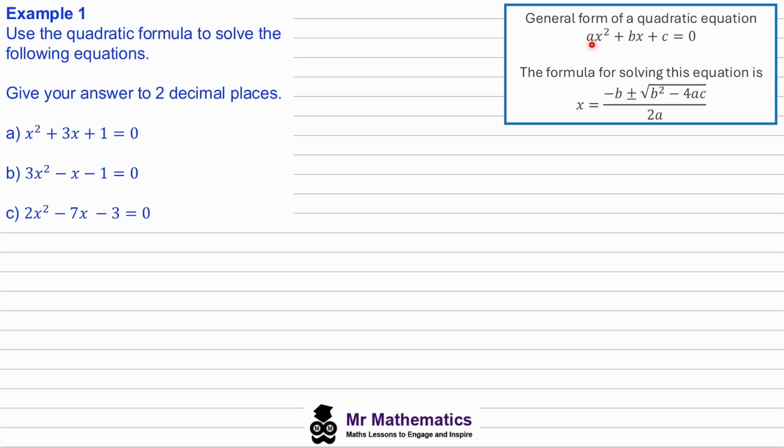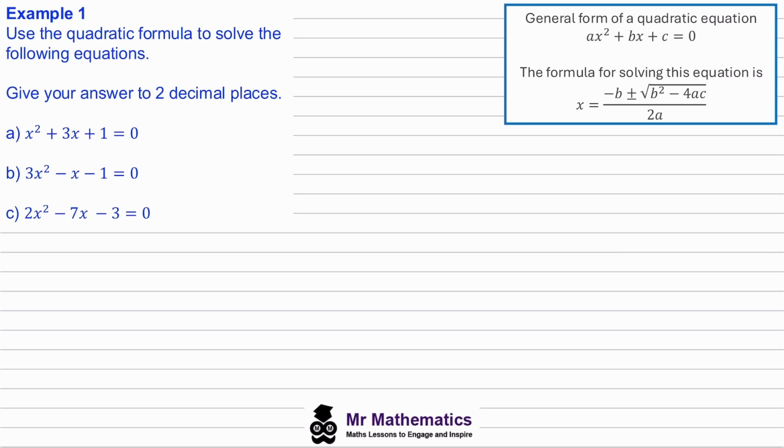So we have the general form of a quadratic equation, where a is the coefficient of the x squared term, b is the coefficient of the x term, and c is our constant term. When we know the values of a, b, and c, we can substitute them into our formula, and this will work out the values of x where the equation equals 0. Okay? I'll show you how this works.